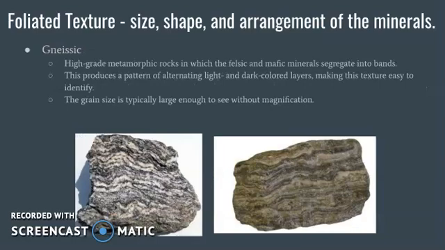The final foliated texture we will take a look at is gneissic. Gneissic is a high-grade metamorphic rock in which the felsic and mafic minerals segregate into bands. This produces a pattern of alternating light and dark colored layers, making the texture easy to identify. The grain size is typically large enough to see without magnification, and in the images below, you can see these waves of dark and light colored minerals.